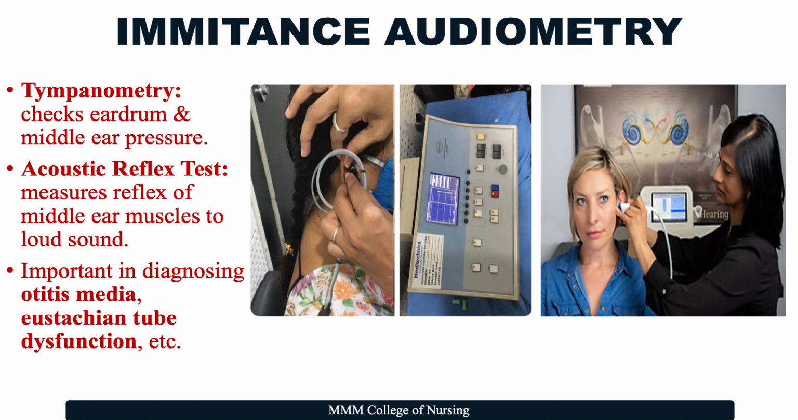Emittance audiometry. It includes two main parts, tympanometry and acoustic reflex testing. Tympanometry measures the movement of the eardrum and helps detect problems like fluid in the middle ear or eustachian tube dysfunction. Acoustic reflex testing checks the contraction of the small muscles in the ear when exposed to loud sound. These tests are especially important in diagnosing ear infections, middle ear disease, and even some neurological conditions.